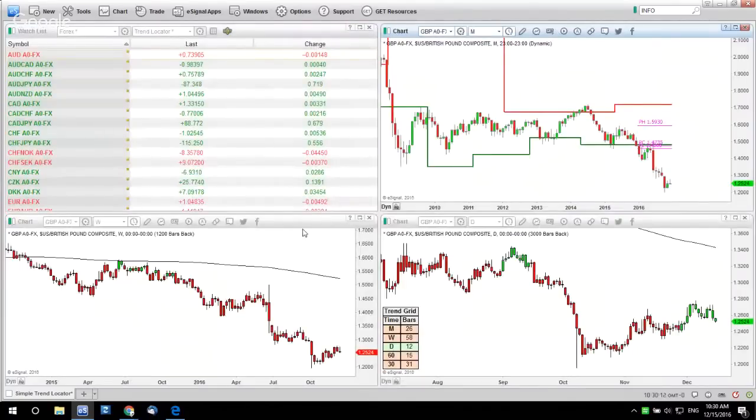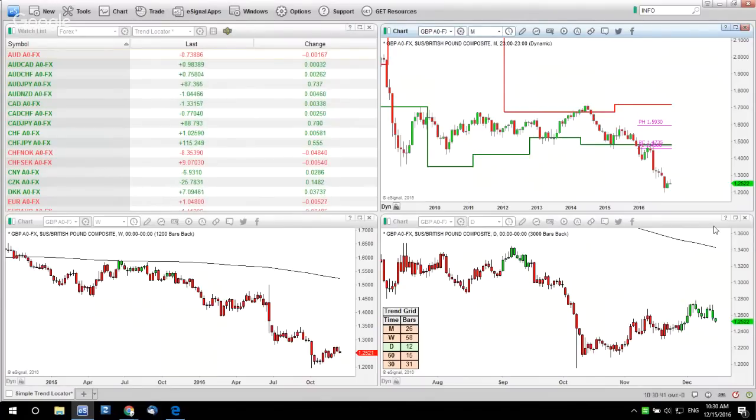Weekly and the daily is where I look for a trend direction and alignment. So for a bearish trend and alignment, I'm looking for price to be below the 200 and the trend filter to be red on the weekly, below the 200 and the trend filter to be red on the daily. In a bullish market, I want to be above the 200 and the trend filter to be green on the weekly, and above the 200 moving average and the trend filter to be green on the daily.